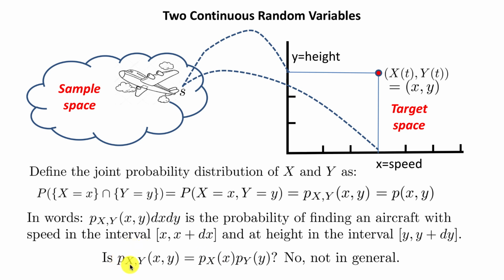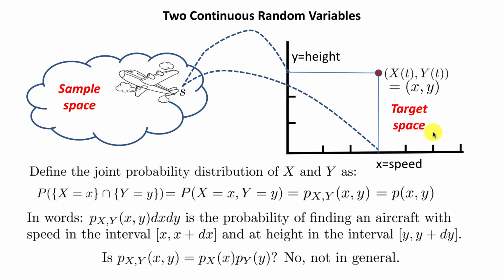In other words, p(x, y) is not a function of x multiplied by a function of y. That's actually pretty obvious. Those that are flying at a greater height tend to move faster. So you could say that there is a positive correlation there. However, when the height becomes too great, then the speed can come down. And so the correlation will depend upon where in the target space one is.